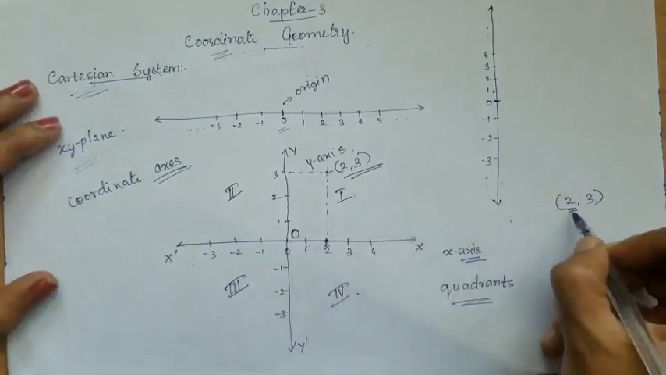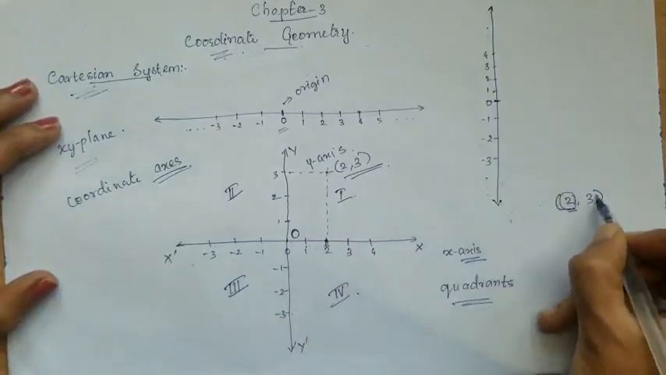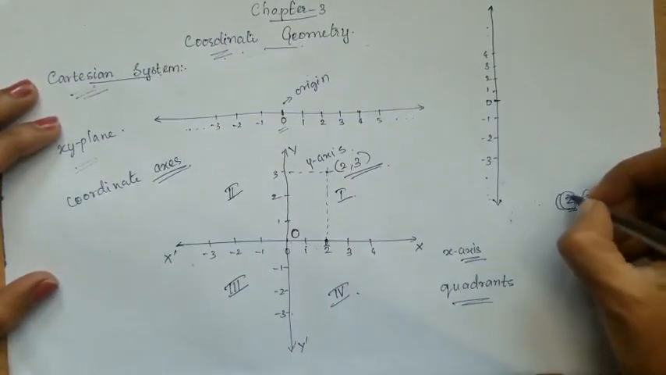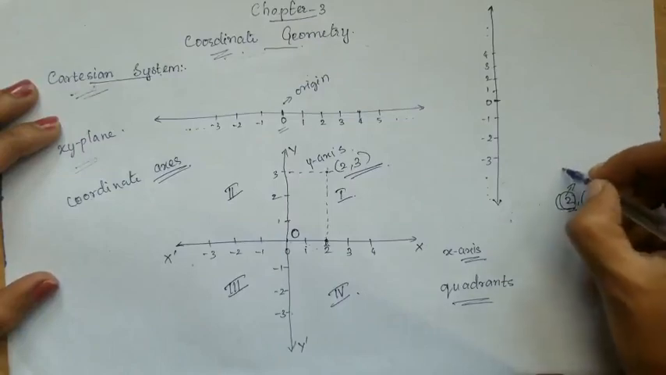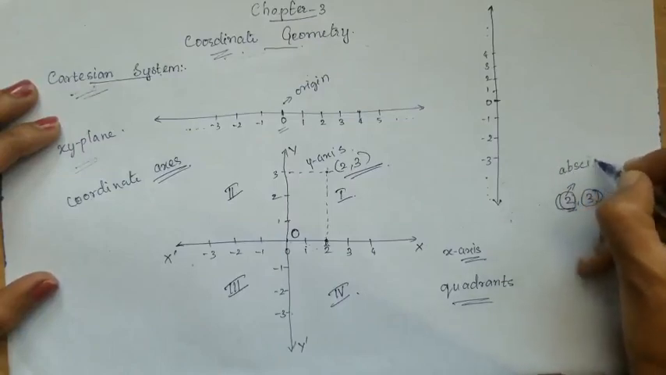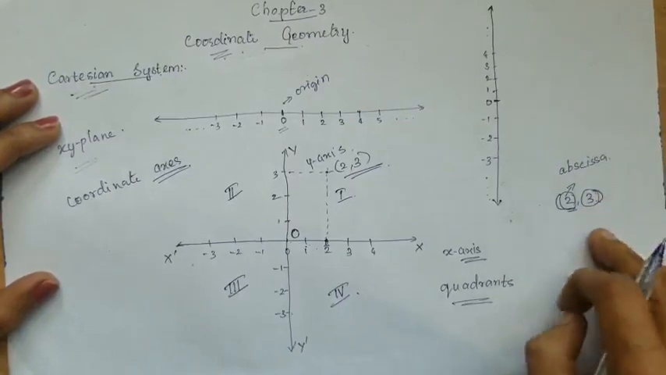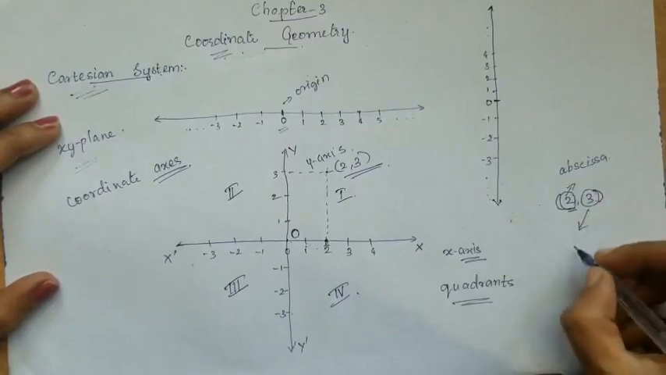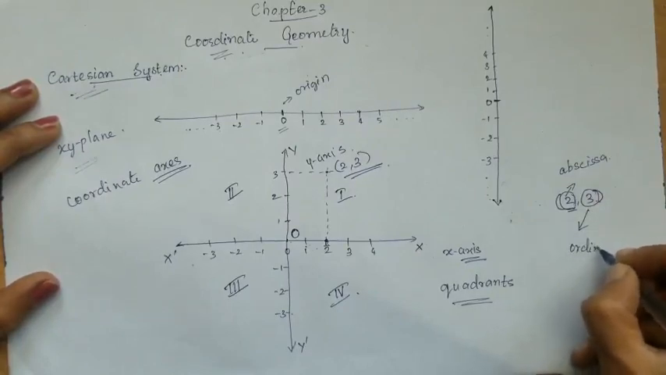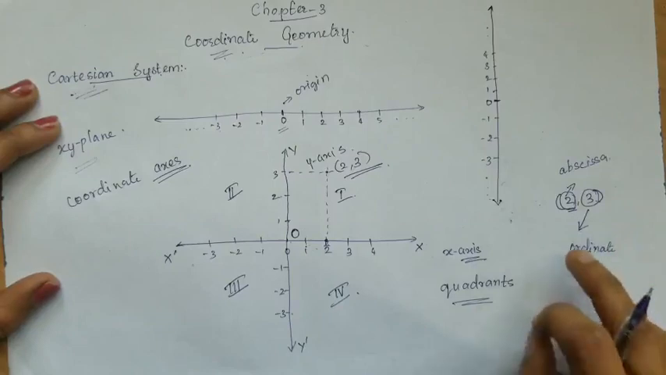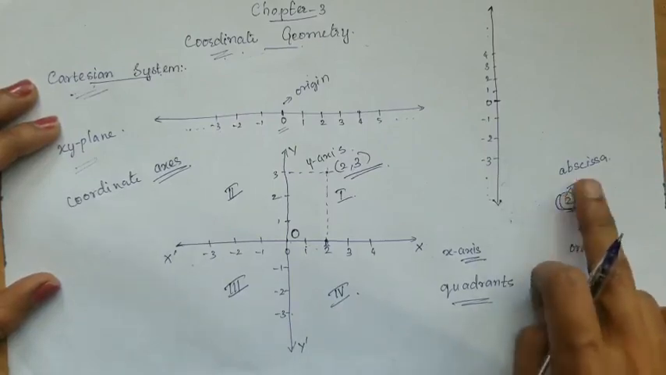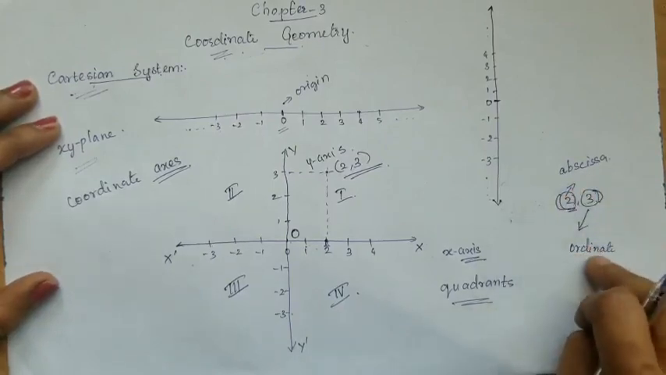So already I said this is the x value and this is the y value. This x value is otherwise called as abscissa. X value is called as abscissa and the y value is called as ordinate. These are the names of these two values. This x value is abscissa and the y value is ordinate.